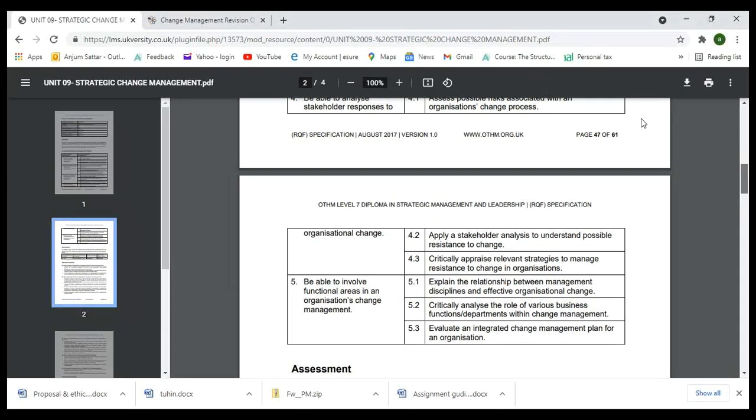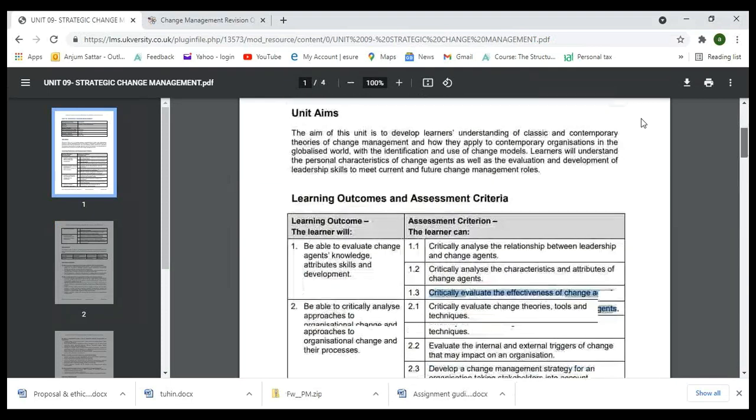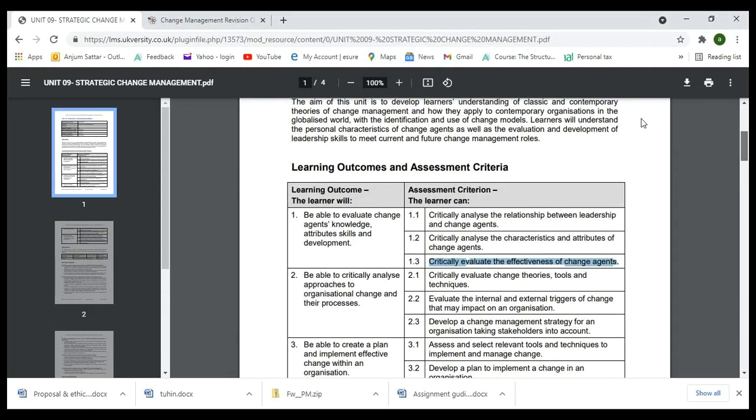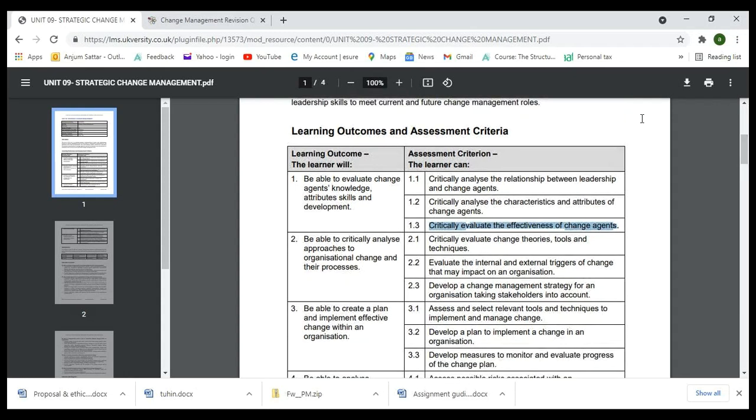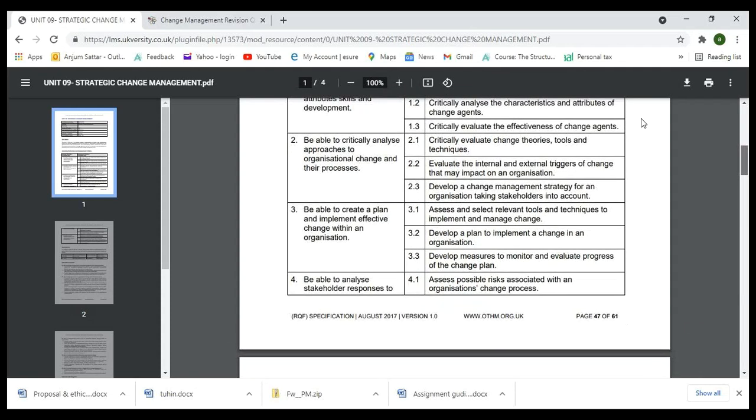Before starting this unit, we'll discuss what we're supposed to learn under this unit. Each lesson will go through one learning outcome. Today will be about LO1, which is be able to evaluate change agent knowledge, attributes, skills and development. And then we have three assessment criteria: critically analyze and critically evaluate. That we will go through.